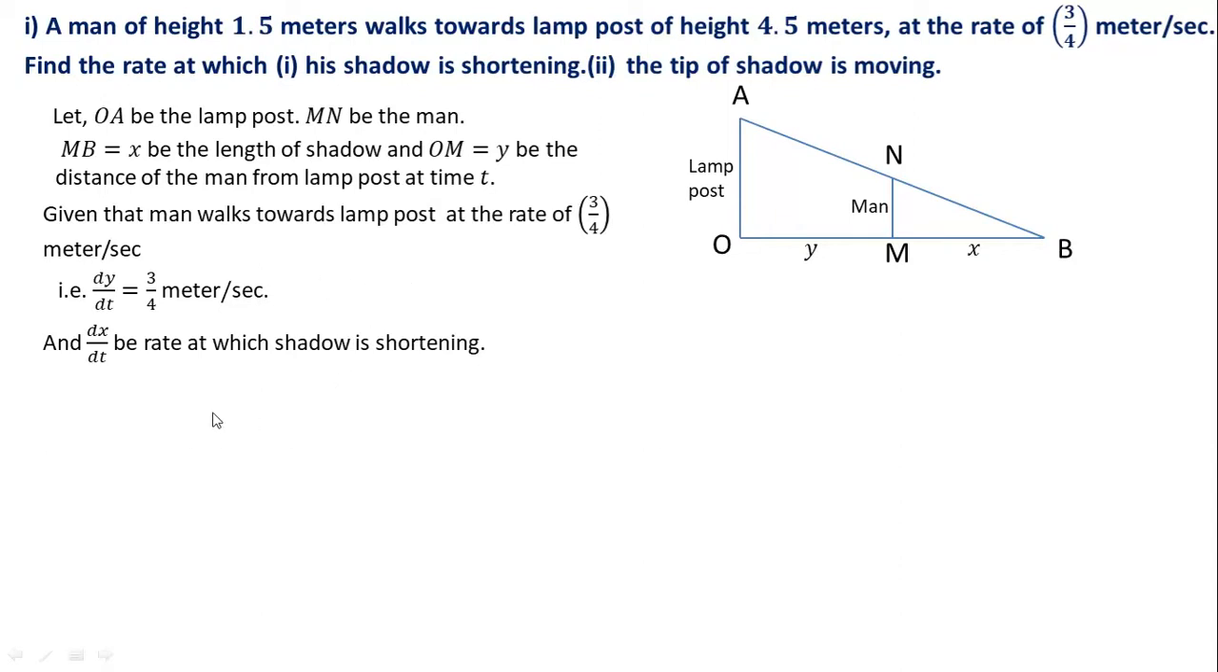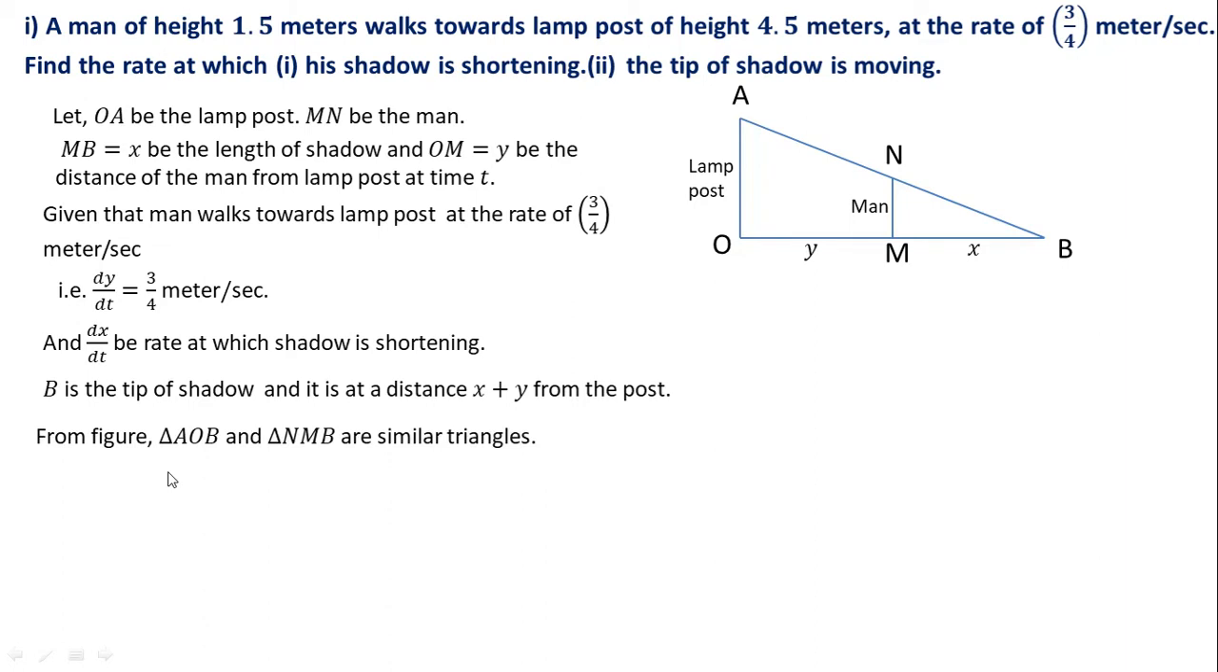Now let us see here. Now another information that we want to solve is what is B here. B is called as tip of the shadow, and it is at the distance x plus y from the post. So this is also very important. B is called as tip of the shadow, and it is at the distance x plus y from the post, because in the question we have to find out the rate at which the tip of the shadow is moving. So for that we require this information.